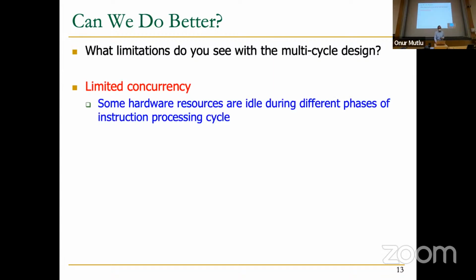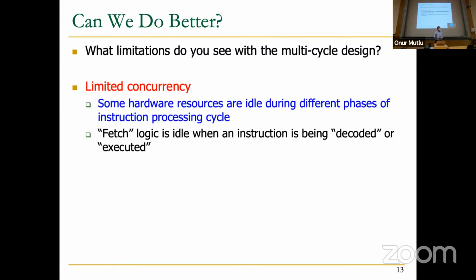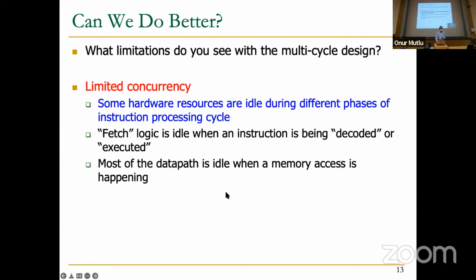I'm going to highlight some of them. For example, when an instruction is being decoded, fetch logic is idle. When an instruction is being executed, decode logic and fetch logic are idle. So you have these hardware resources, but you're not using them. An instruction is going through the hardware resources in different cycles. And a lot of the hardware resources are idle, essentially. For example, most of the data path is idle when a memory access is happening, right?